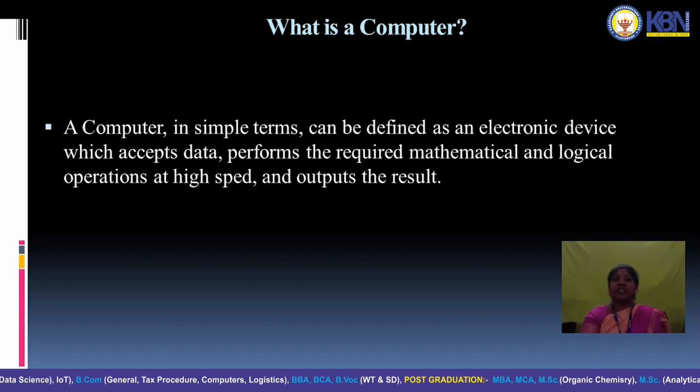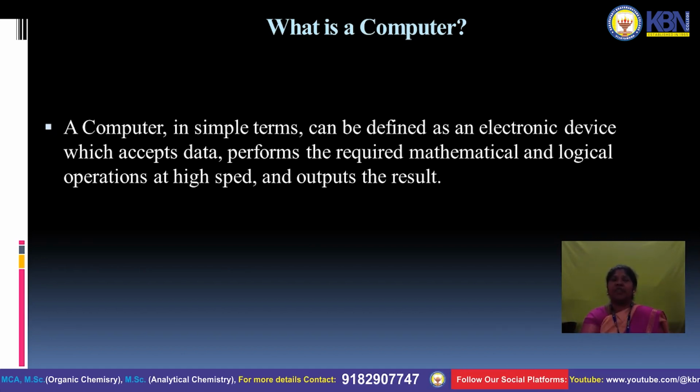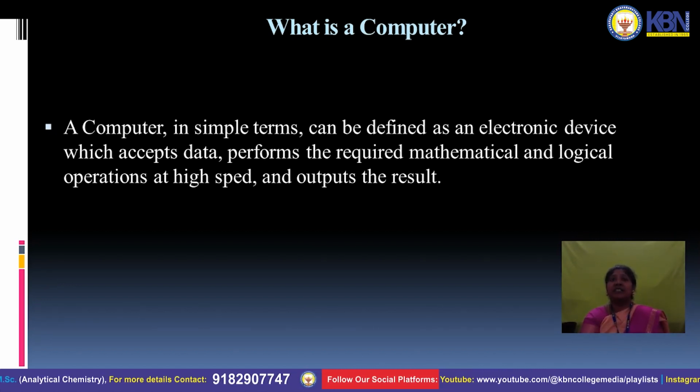A computer in simple terms can be defined as an electronic device which accepts data, performs the required mathematical and logical operations at high speed and outputs the result. So simply we can say whatever you are giving, we call it input. The computer will process that input data and give the result. We call it output data.